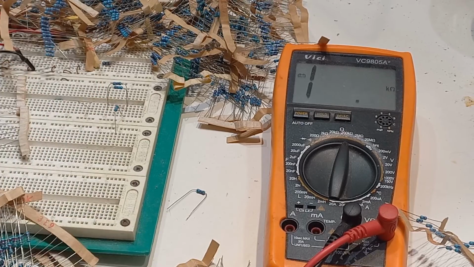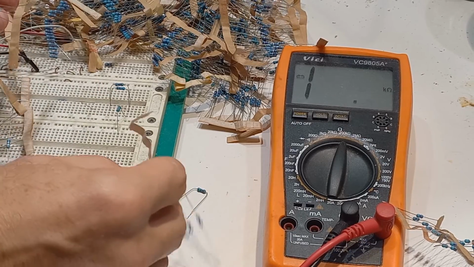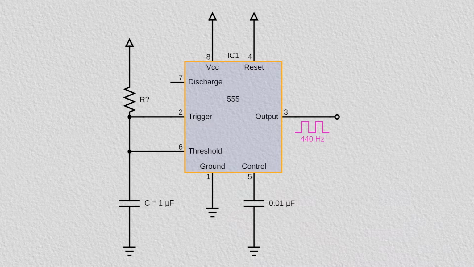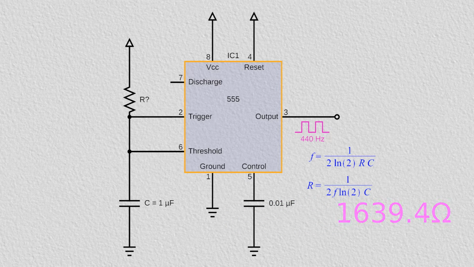I'm going to show you a really easy way to optimally design your circuit to get the resistance you need within your required tolerance. This is a slightly artificial example, but let's say I'm making a tone generator for the musical note A, which is 440 Hz, using a 555 oscillator. I have a capacitor of 1 microfarad. I need to calculate the resistance to get 440 Hz. We know the formula to calculate the frequency of the oscillator, so it can be rearranged to calculate the resistance instead. Putting in 440 Hz and 1 microfarad gives a resistance of 1639.4 ohms.